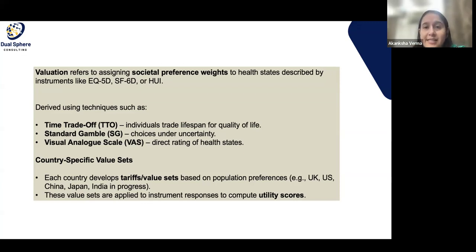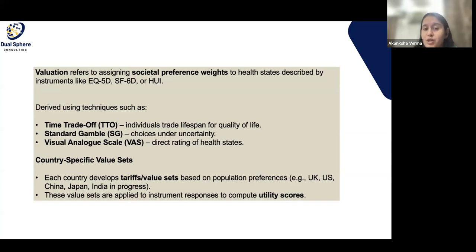Then the other method is the standard gamble method. In standard gamble, two choices are given to society, to people, and it is blinded. People don't know which option has what value, and then they are asked to choose. So it is choice under uncertainty, and whatever they choose, based on that the value is derived.